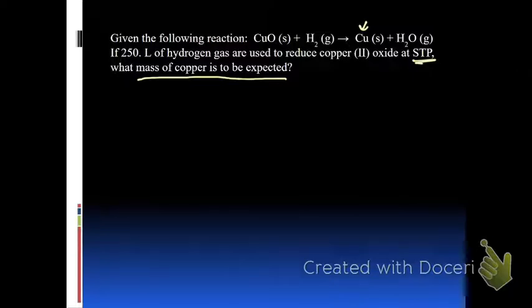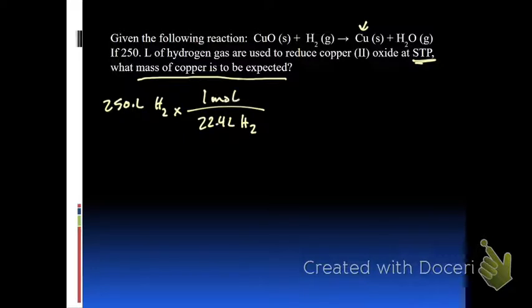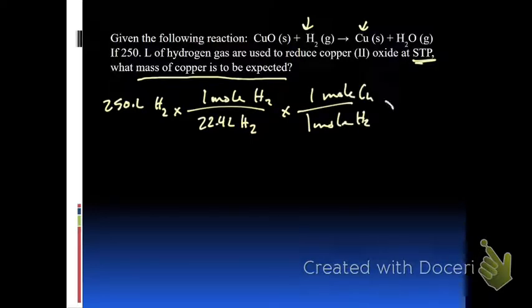First of all, we've got to make sure this is balanced, right? So it looks like it's balanced. So the ratio is 1. I'm starting with 250.0 liters of hydrogen gas. I'm going to have to use 22.4 liters of hydrogen. This will give me 1 mole of hydrogen. And then once I get into moles, for every 1 mole of hydrogen, I get 1 mole of copper. And then for every 1 mole of copper, I just use the molar mass, right?